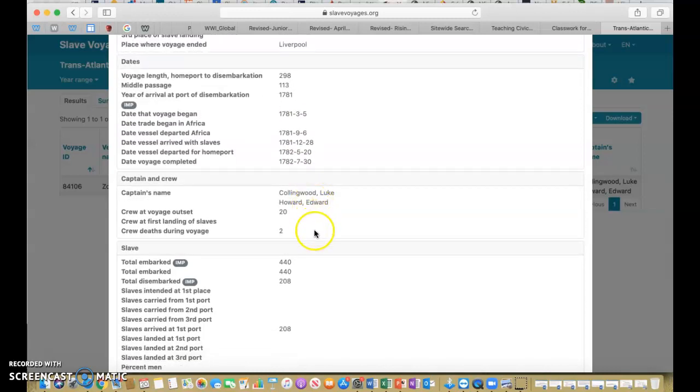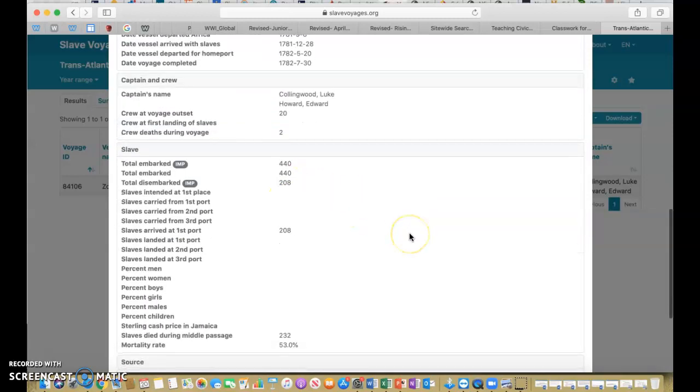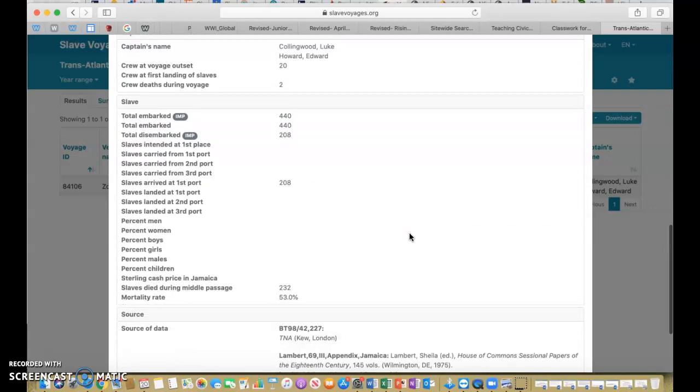Here's Luke Collingwood. There was also another captain who was on board. They had 20 members of the crew. Notice 2 crew members died during this voyage. But here's where we go. Here's the interesting information. Here's the total number of slaves on board at the beginning. Here's the total number of slaves when they finally arrived. Mortality rate basically means what's the percentage of people that died on that voyage. And of course, there's the number. So what we start to see is just how devastating this particular voyage was.